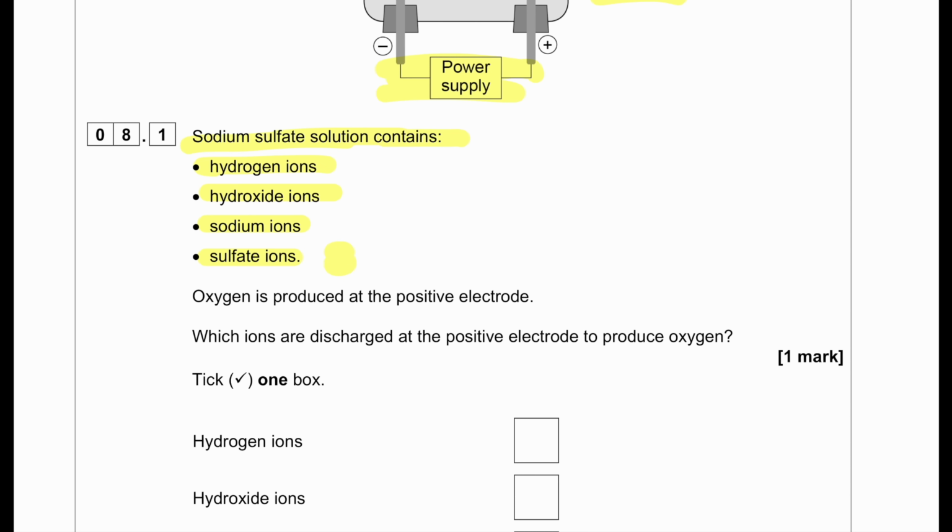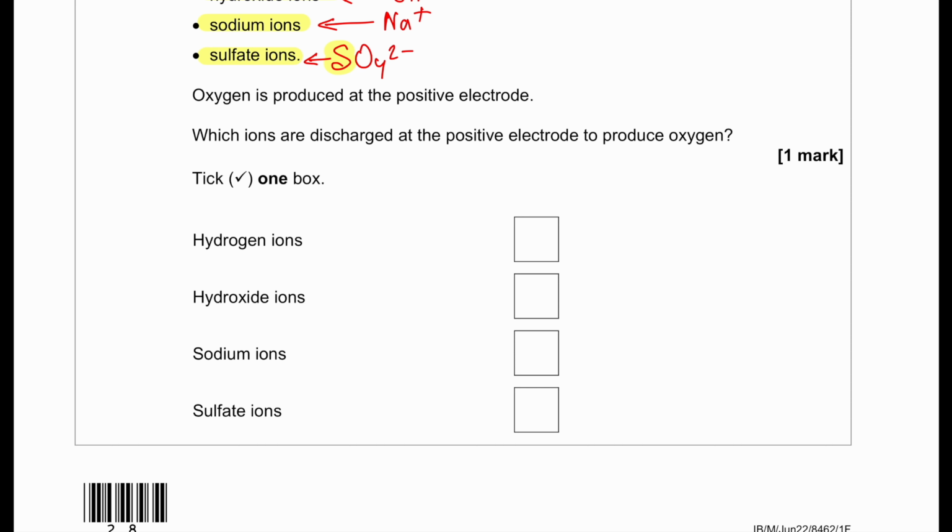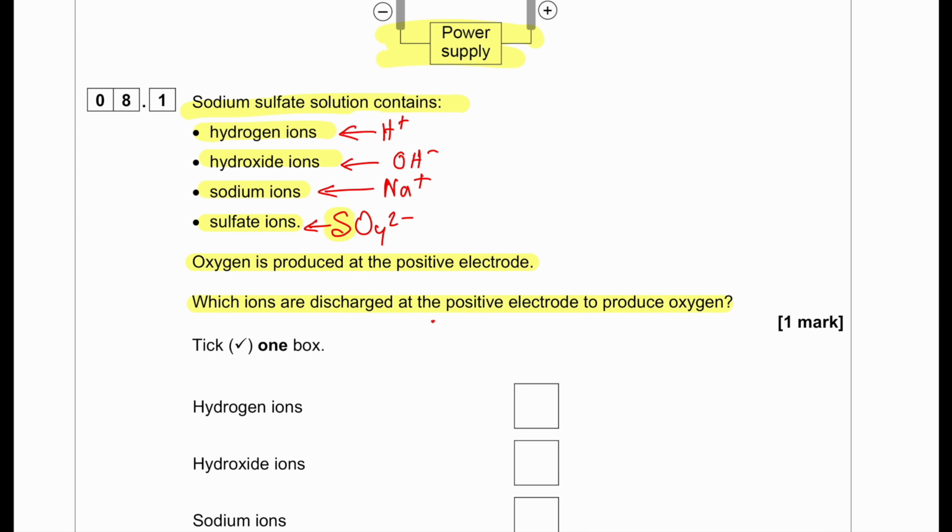Guys, it's better to know their formulae, so I'm just going to write them down for you. You can try to remember them. Oxygen is produced at the positive electrode. Which ions are discharged at the positive electrode to produce oxygen? As you can see, at the positive electrode we are always going to get negative ions. There are two negative ions, hydroxide and sulfate. By default, according to our exam, we learn that sulfate cannot be discharged at the positive electrode. So hydroxide ion will be the answer.